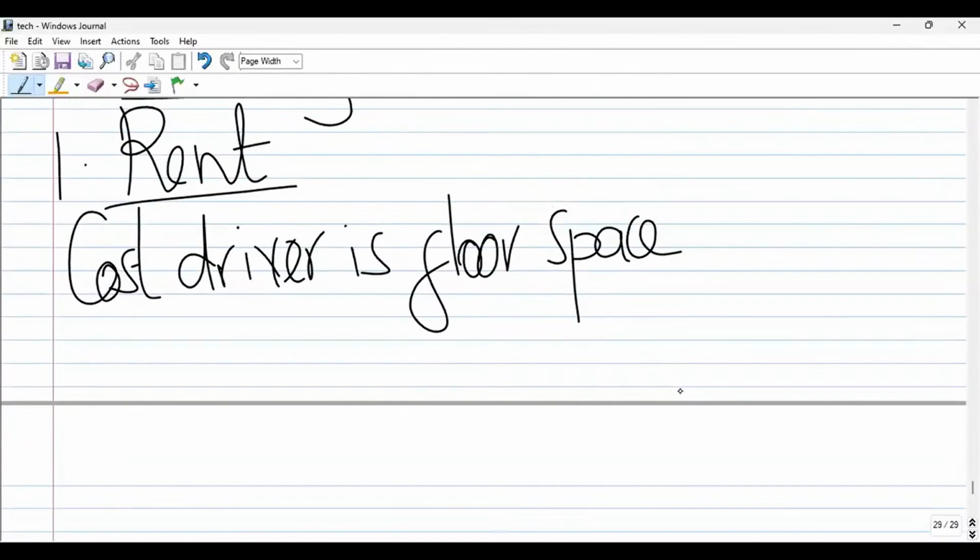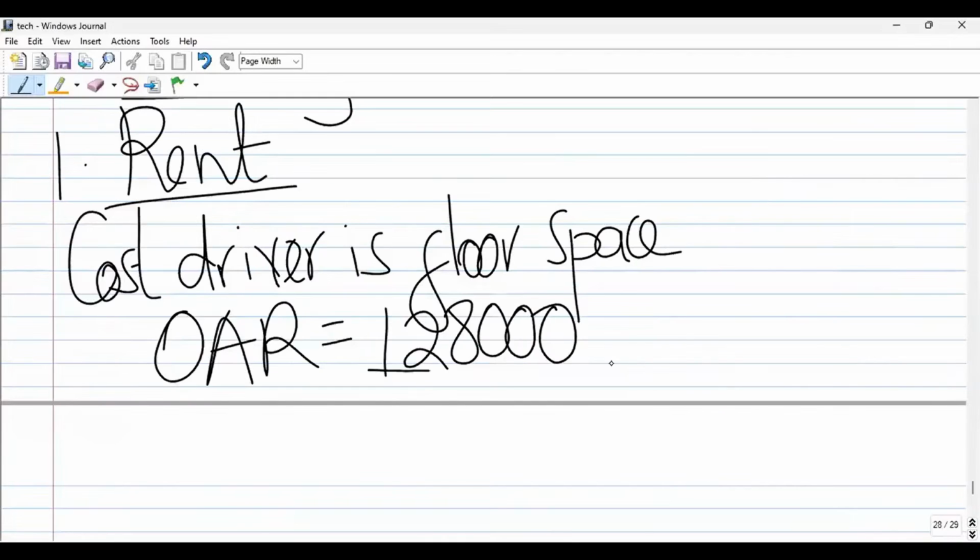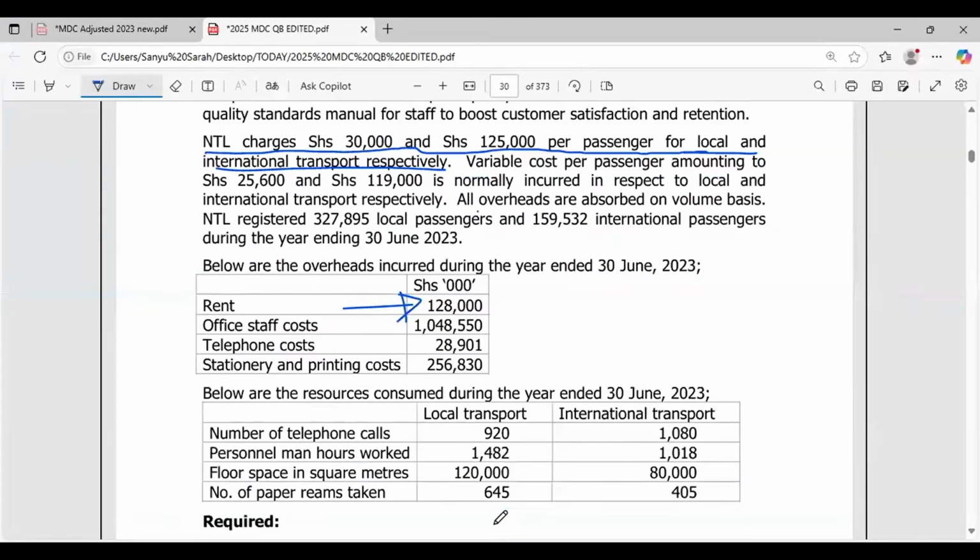So come and look for the OAR. So the cost you are apportioning, which is rent, they have given you 128,000, and they have cut off the thousands. We also cut off the thousands, so we can just take it as 128,000. So come and show 128,000 divided by the total floor space. So we divide by the total cost driver for the products we are looking at.